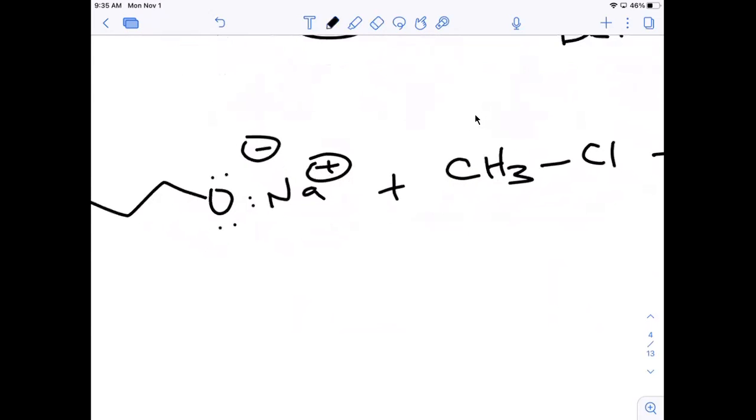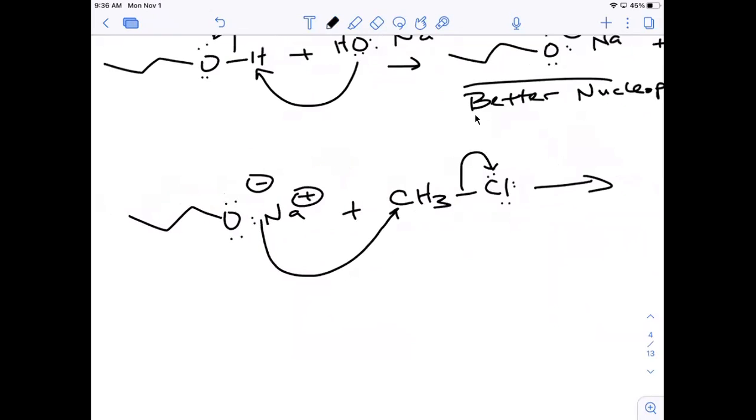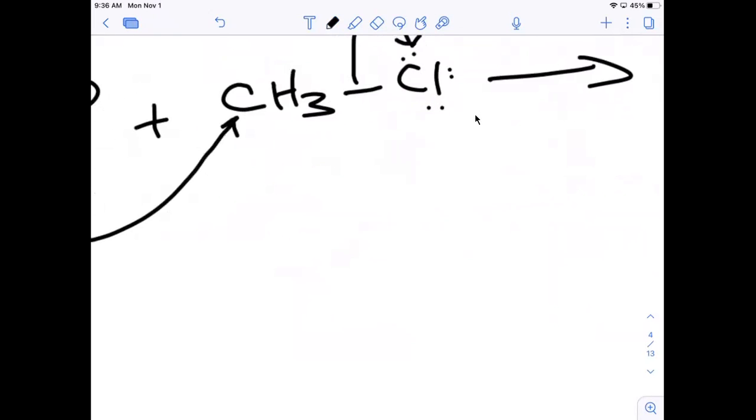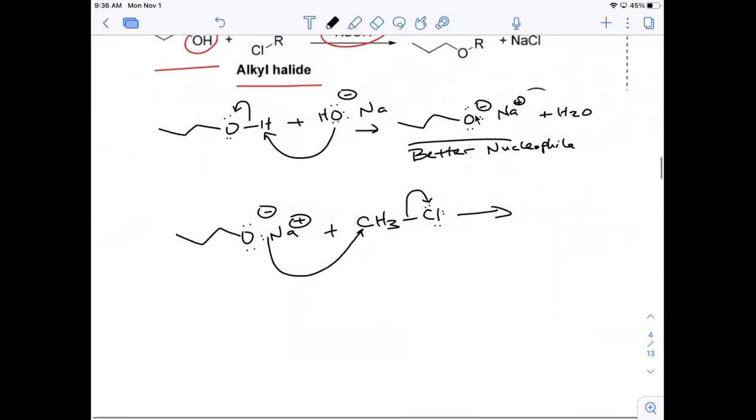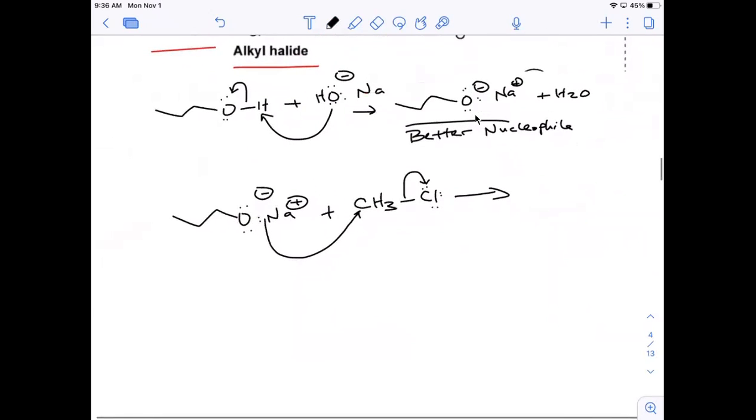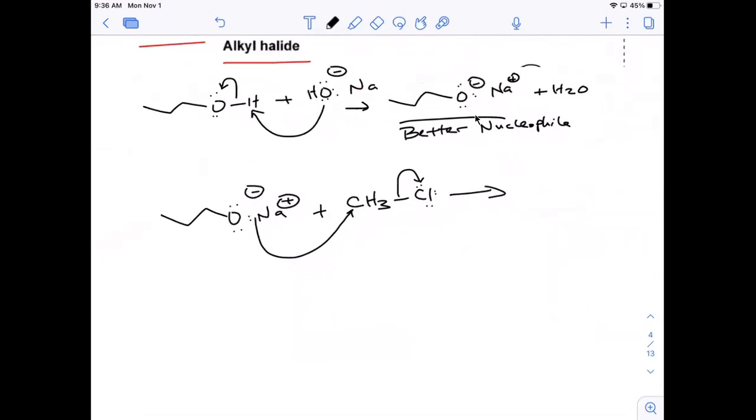Right. That's the purpose of making the oxygen negative. So now this can attack here, and you lose the halogen. So this is where your alkyl halide comes in. Once you treat the alcohol with the base, stir it for a minute or two, and then come in and syringe in your alkyl halide. What type of reaction is this right here that I just illustrated?